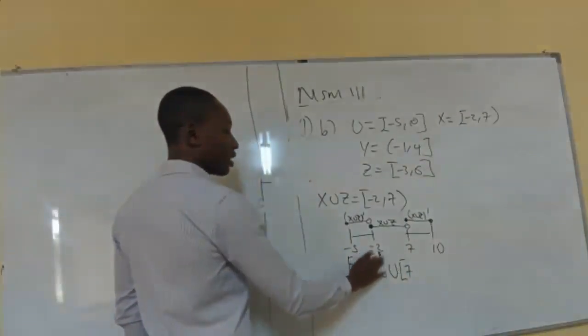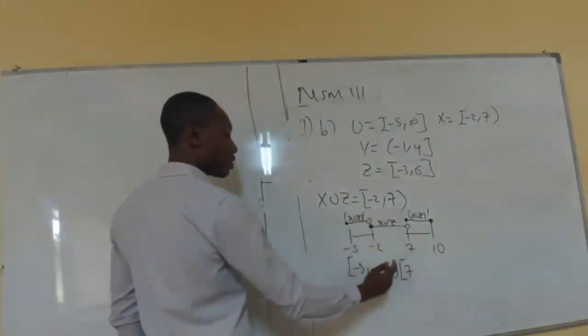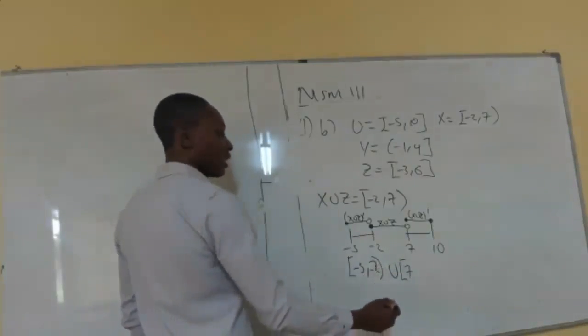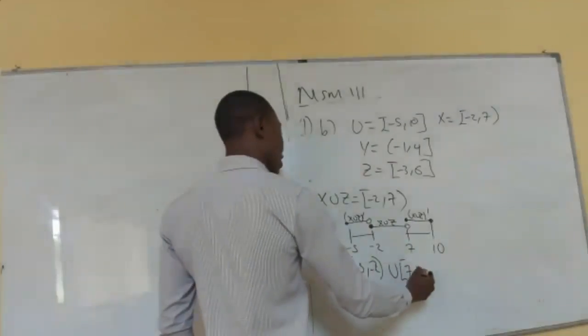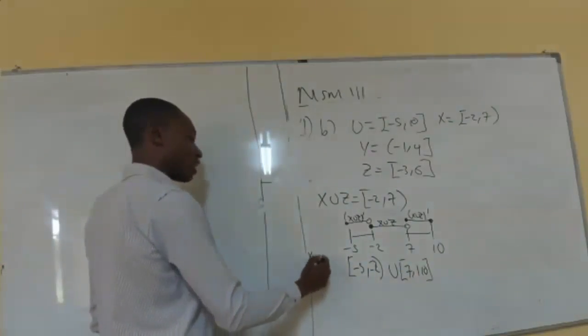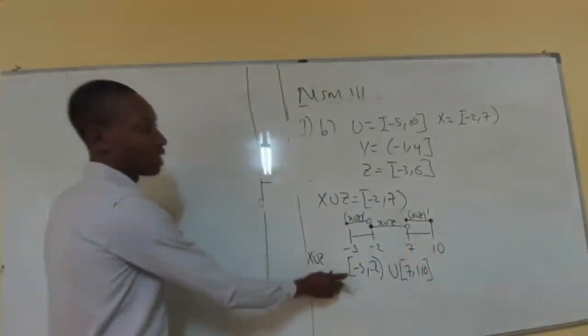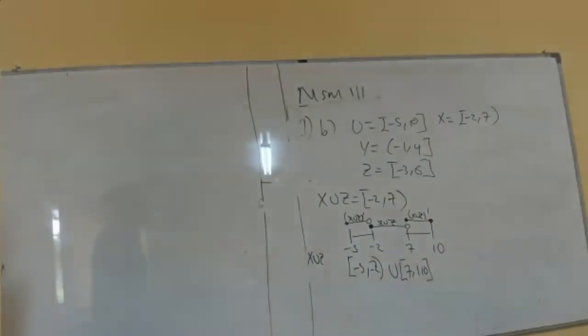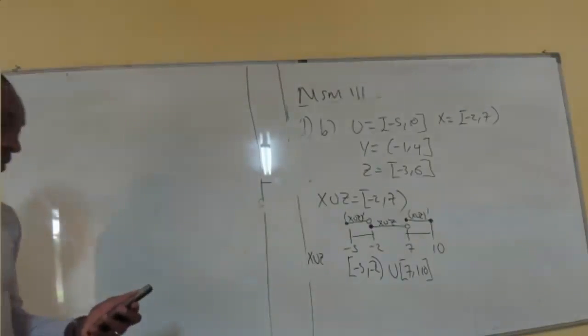Now, pardon, the -2 is now open, so you open it at -2. Union 7 is closed and 10 is closed. So basically this is what you have as x union z complement. So that's your x union z complement. Alright, we move on.